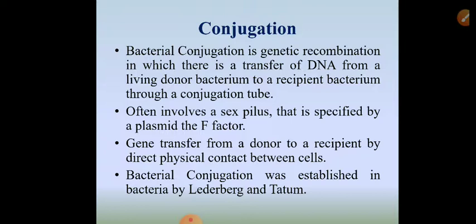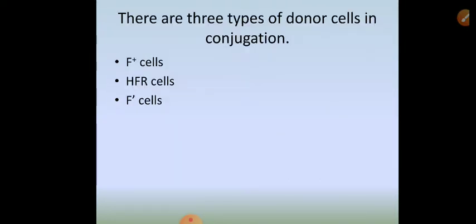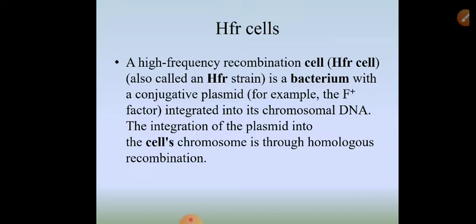And the cells having the F factor are called F plus cells. There is a physical contact between the donor and the recipient cell, and only then is the DNA transferred from donor to recipient. As far as conjugation is concerned, we discussed last time that there are three different types of donor cells: F plus cell, HFR cell and F prime cell. Last time we discussed F plus cells and their conjugation, or mating, with F minus cell. Today we are going to discuss HFR cell.